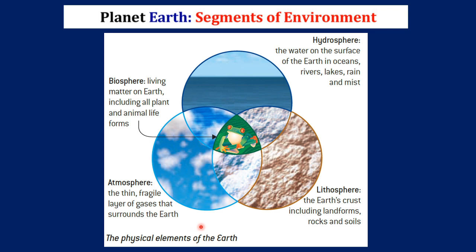Then you have the atmosphere. This is a very thin and fragile layer of gases that surrounds the earth. Then on the right hand side top, the hydrosphere. This is the water on the surface of the earth in the form of oceans, rivers, lakes, rain, mist, snow, ice, anything would fall under this category. Last one is the lithosphere. This is the earth's crust, including landforms, rocks and soils.